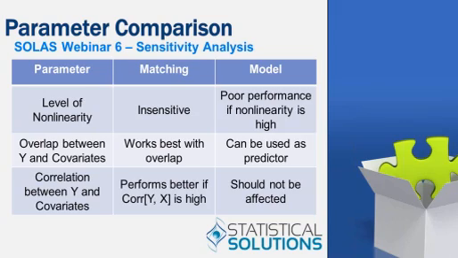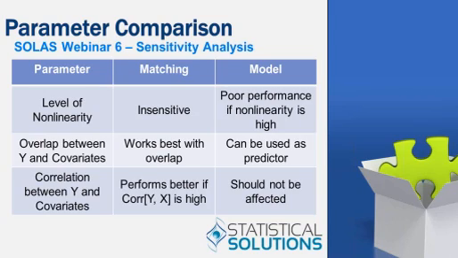So the matching-based, which would be propensity scoring or Mahalanobis distance matching, they are insensitive to nonlinearity because they're just purely looking at matching, finding an appropriate match. It works best with overlap between the outcome variable y and the covariates, and they perform better if the correlation is high between the outcome and covariates.